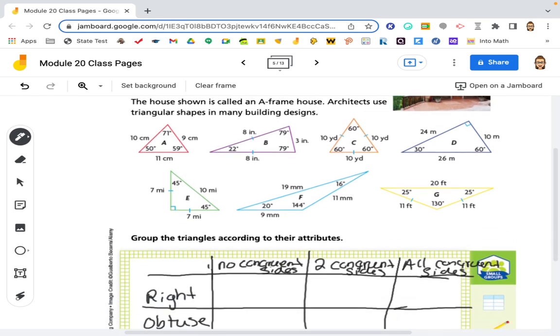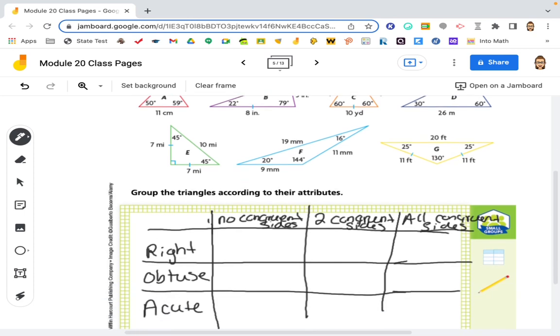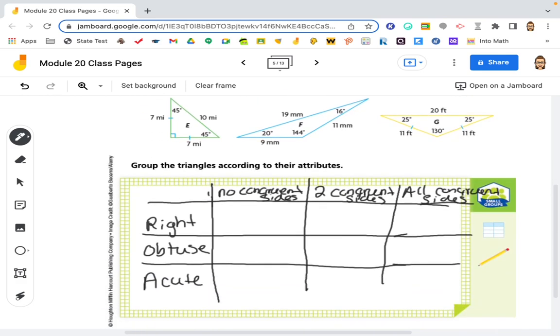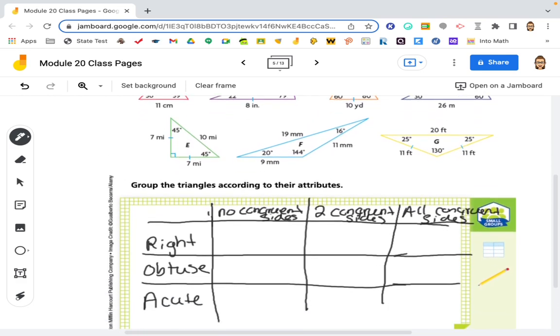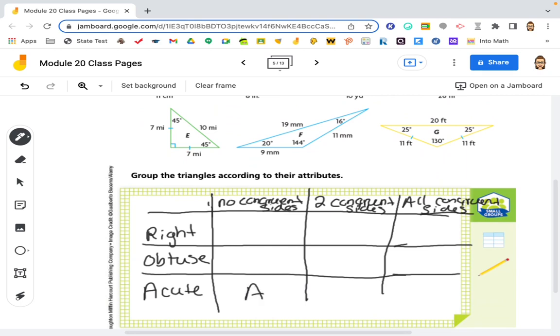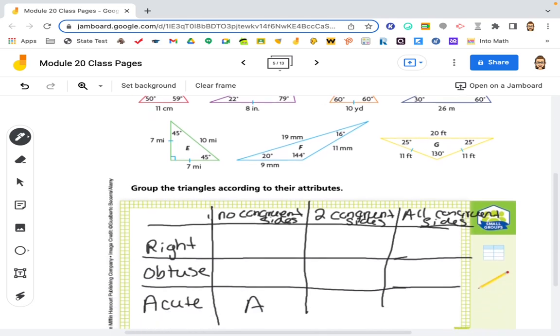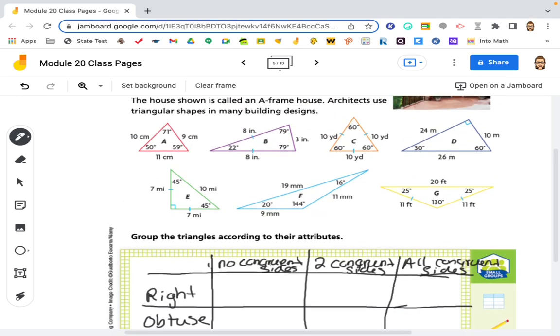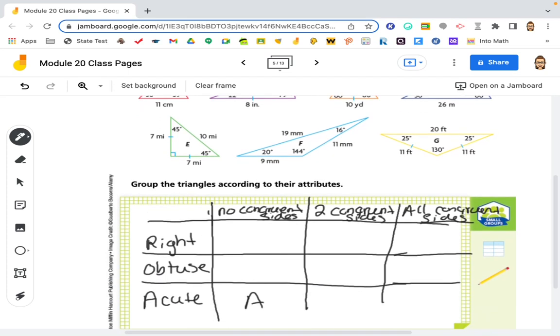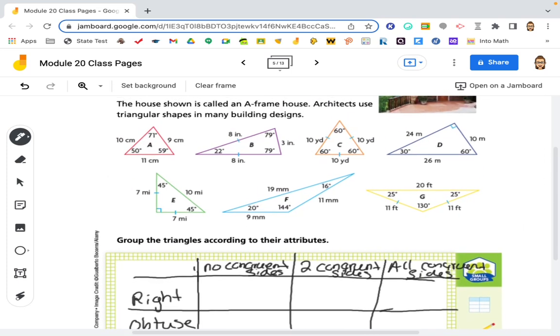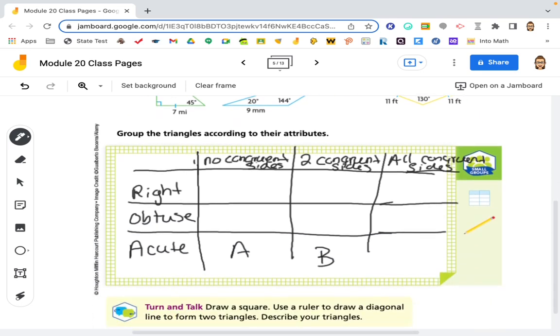So if we look at this first one, A, there are no congruent sides, all the sides are different, and it has angles all less than 90 degrees. So this would go here. Then B has two congruent sides and all are less than 90 degrees. So that would go here. C has all three sides that are congruent and all are less than 90 degrees.